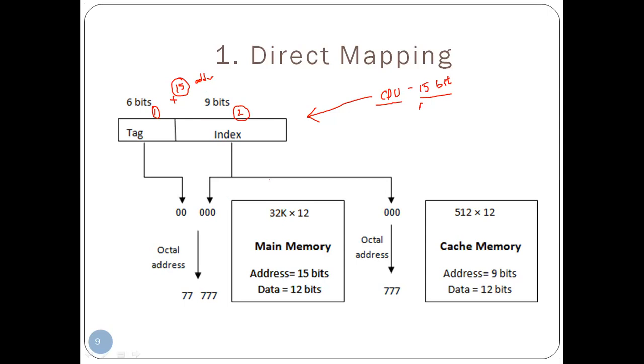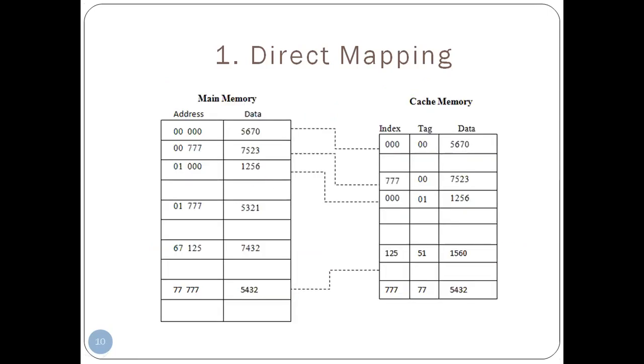Now this is the address generated by the CPU. We refer to these 2 digits as the tag and these 3 digits as the index. As we are using octal notation, digits range from 0 to 7. So we represent the 15-bit address in 5 digits, each digit carrying 3 bits. 3 fives are 15, so this is the 15-bit address.